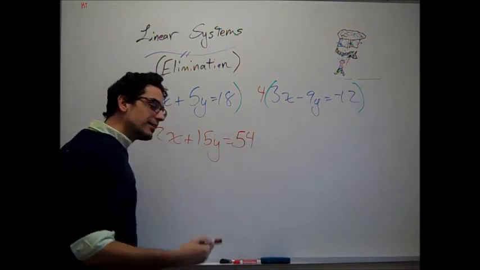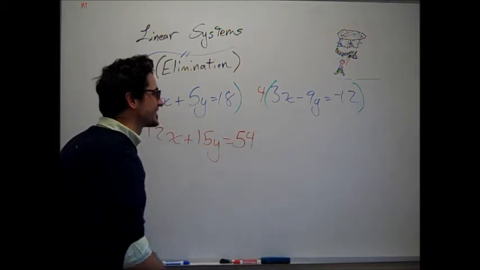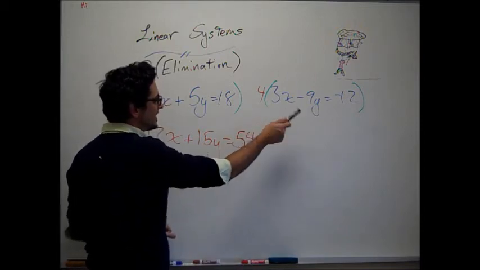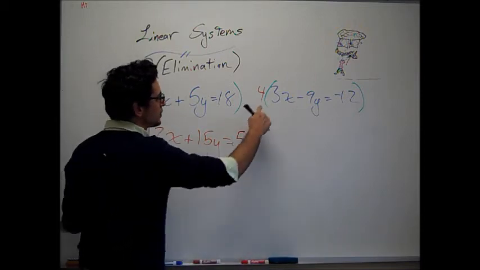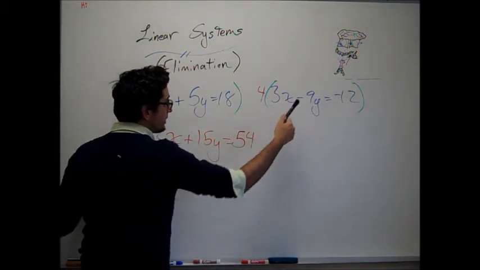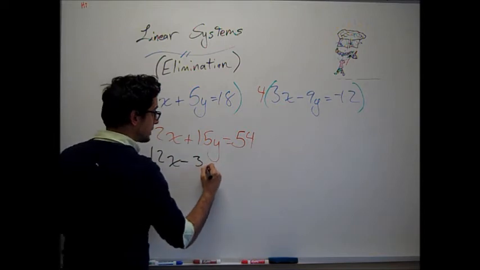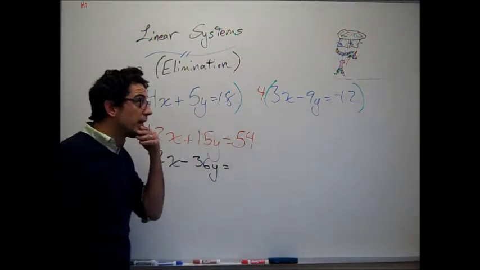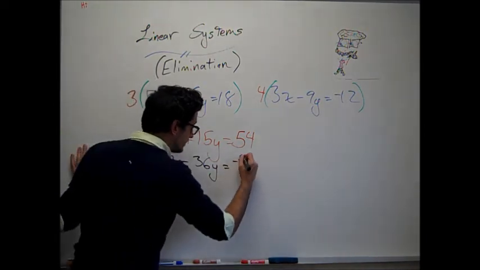Alright, I'll stall there a little bit, so thanks for staying there with me. Nice. Alright, next I'm going to multiply this bad boy in and see what I get. So I have 4 times 3x, which gives me 12x. I have 4 times negative 9, which gives me negative 36y. And then I have 4 times negative 12, which gives me negative 48.